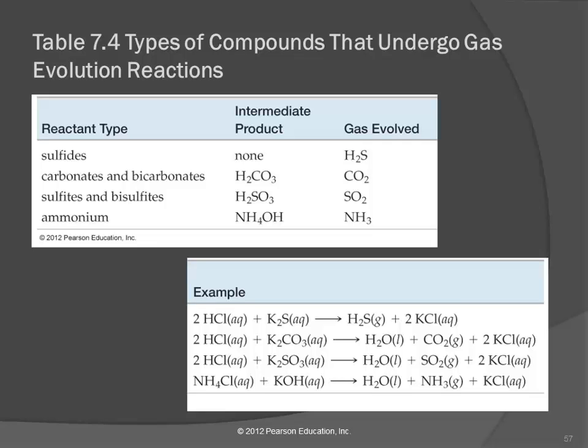The other three things are ones that form an intermediate product that's going to decompose. So if you have carbonates or bicarbonates, you can end up with carbonic acid, H2CO3, as your intermediate product. That's not stable. And what it does, let's see if I can write directly on here, is it loses a water molecule. If you take H2 and O out of H2CO3, what's left? CO2.